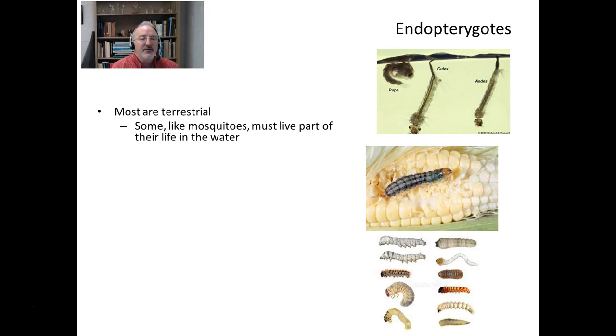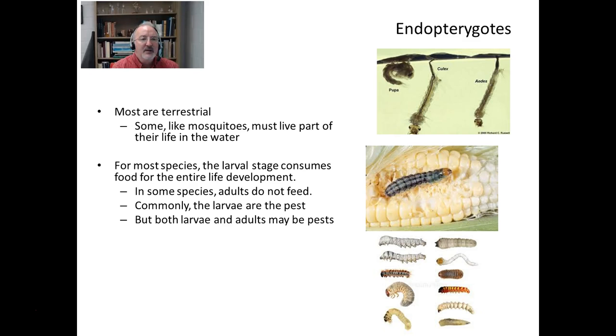Most endopterygotes are terrestrial. There are some aquatic species, and some, like mosquitoes, must live part of their life in water. For most species, the larval stage consumes food for the entire larval development. In some species, the adults do not feed. Commonly, the larvae are the pest, but the larvae and the adults may all be pests.